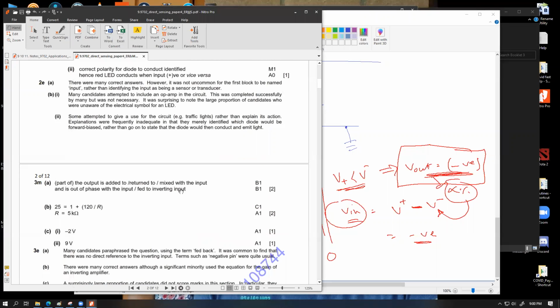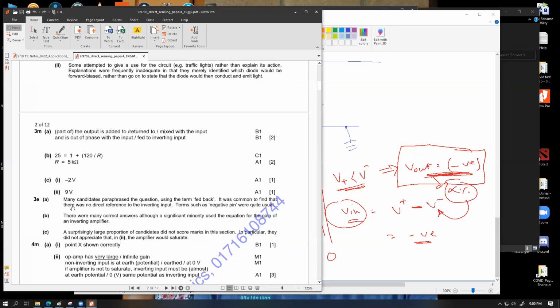Yes, sir. So if we have a look over here, many candidates paraphrase the question. Paraphrase the question means they just wrote the same statement as the question in a different set of words, using the term feedback. It was common to find that there was no direct reference to the inverting input. Terms such as negative pin were quite usual.